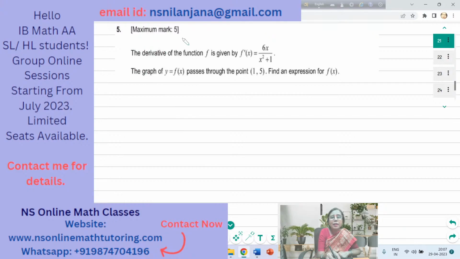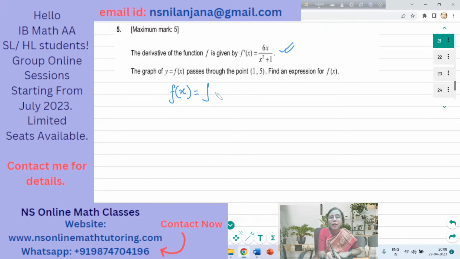Question number 5 carries 5 marks. The derivative of the function f is given by f dash x equal to 6x over x squared plus 1. The graph of y equals f of x passes through the point (1, 5). Find an expression for f of x. Given f dash x, they are asking us to find f of x, so we have to integrate this expression. So let us integrate this expression.